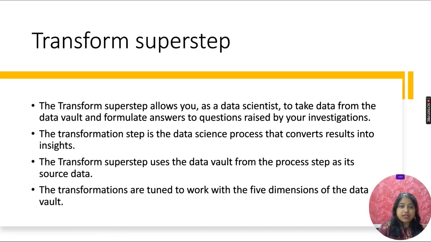Today we will study chapter number 10, that is Transform Superstep. It is part 1 of chapter number 10 and it is part of unit number 4. So what is basically a Transform Superstep?